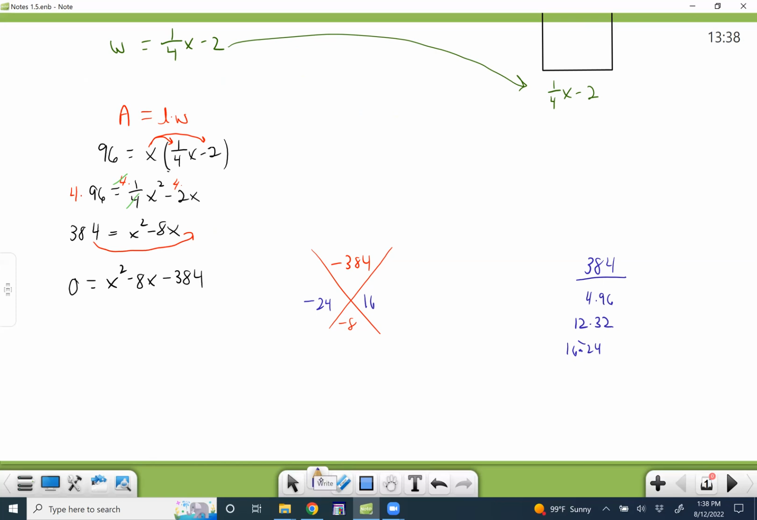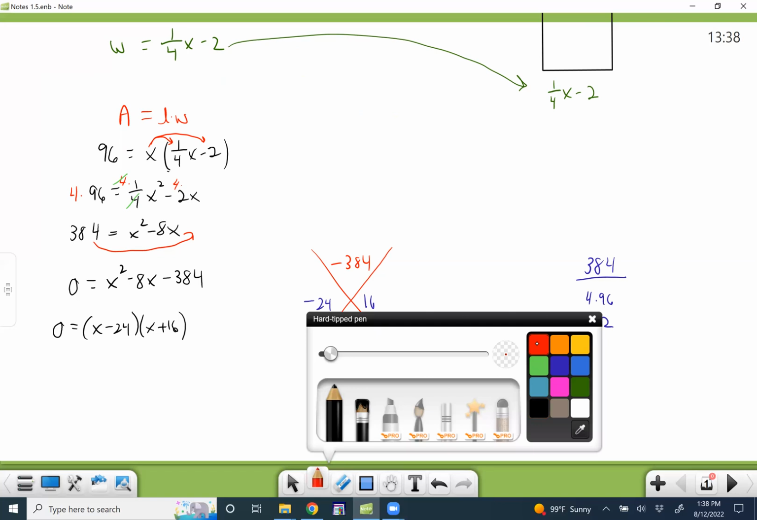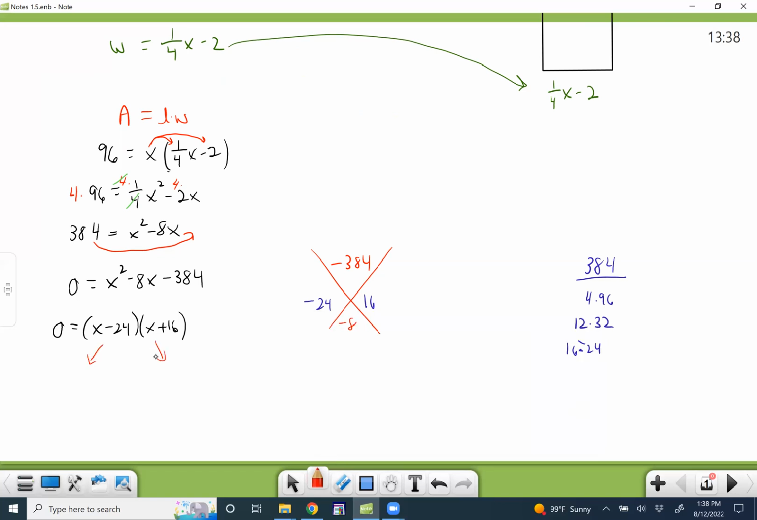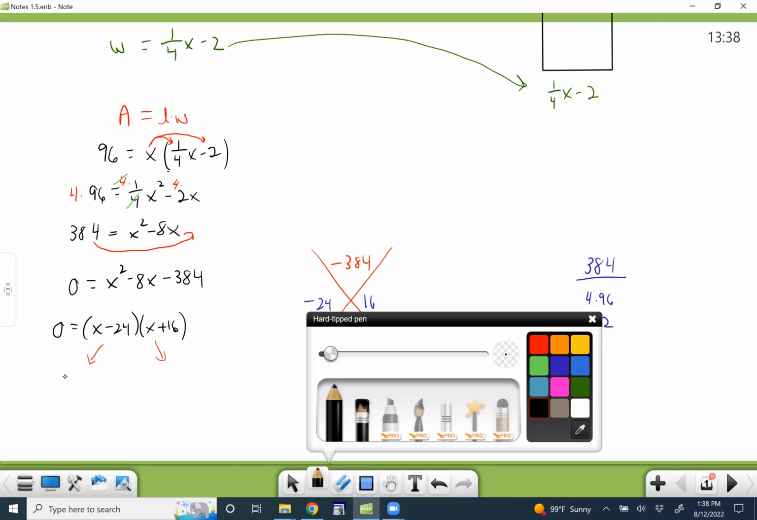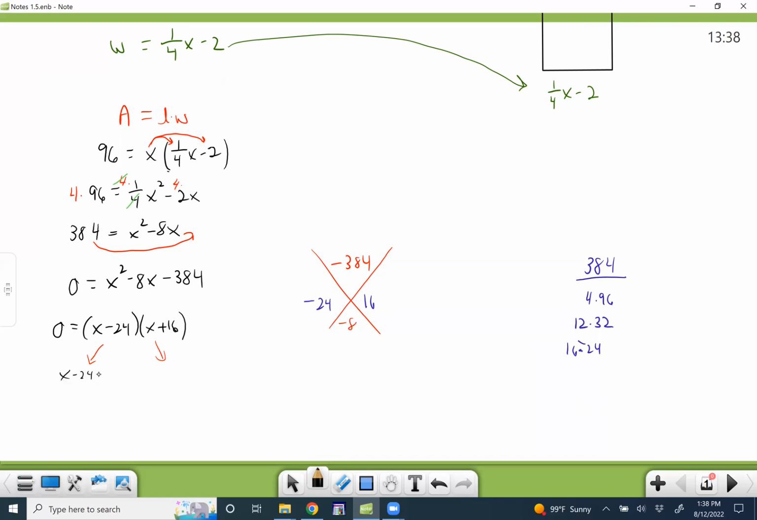Otherwise, you can use the quadratic formula. And there's other methods too, but maybe I can do a video on methods for that. All right, so that means we're going to put negative 24 and positive 16 into our parentheses. Okay, so we're going to set each piece equal to 0 using that zero product property that we learned last time. So if we set x minus 24 equal to 0, when you add the 24 over to the other side, you get x equals 24.